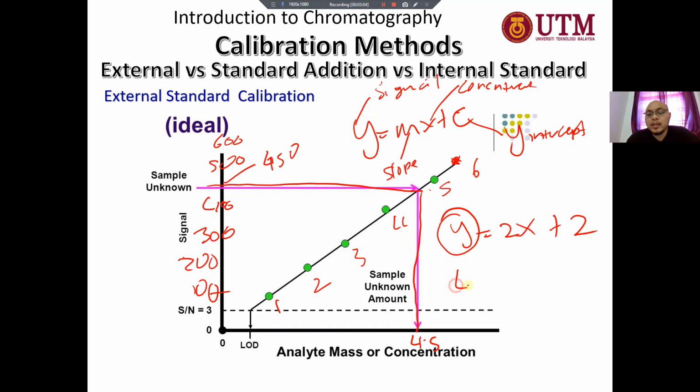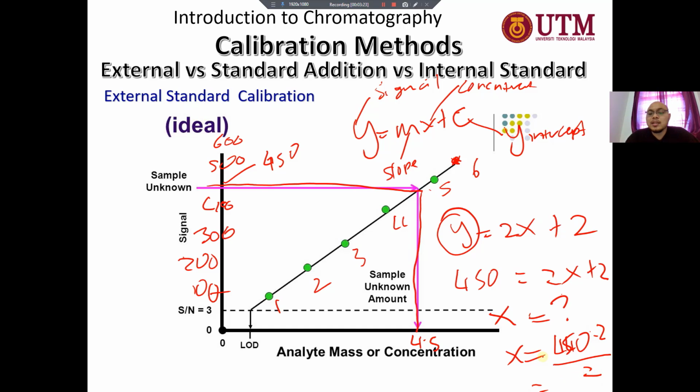For example, 450 equals 2x plus 2. So, then you need to use the calculation to find x. For example, in this situation x equals 450 minus 2 over 2. You will get the concentration of x. That is one example.